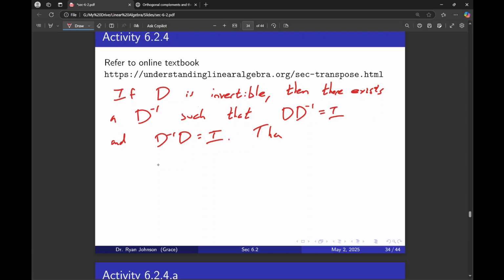Okay, and what's the rank? 5. Okay, and what is the shape of A transpose? 5 by 9. What is the rank of A transpose? Also 5, because basically reduced row echelon form is going to have the same number of pivots.